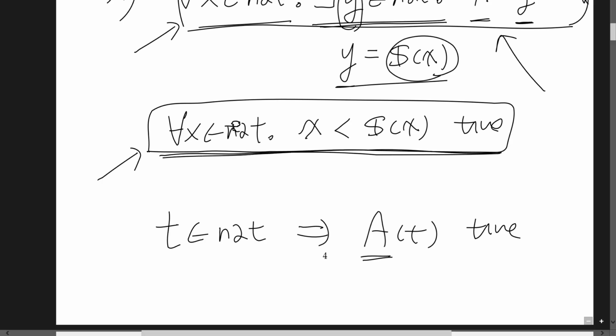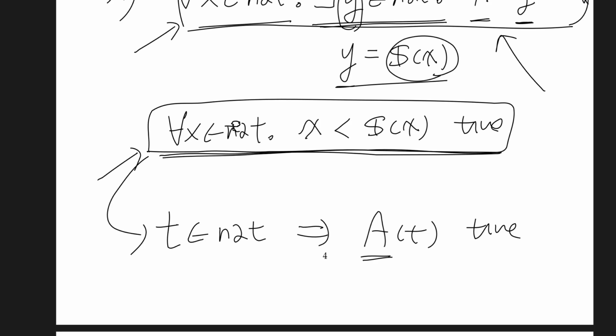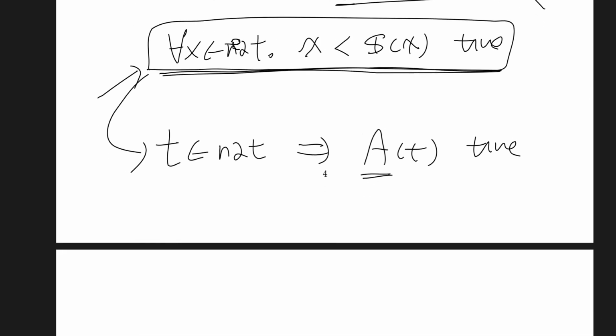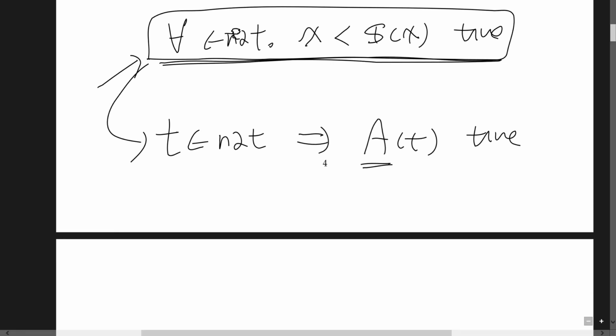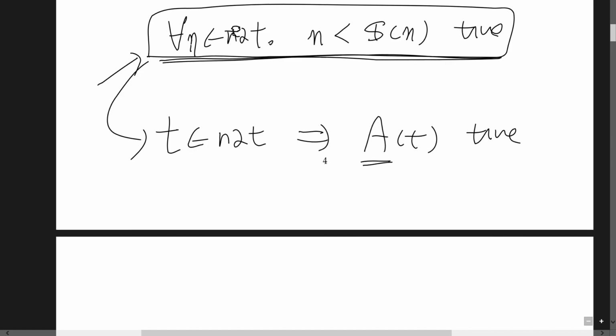But this judgment has this form, so we can use the new elimination rule for data type nat. It's pretty easy to complete the derivation tree. Let's say instead of this one x, this one is n. For every natural number n, n is less than successor of n. So how do we prove this?